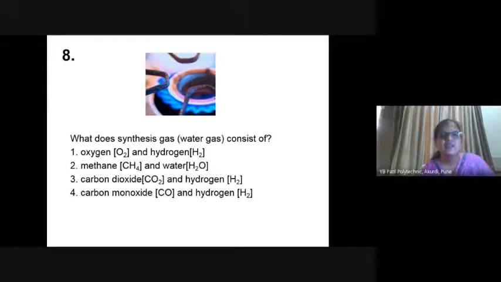Next question. What does synthesis gas, that is water gas, consist of? Oxygen and hydrogen, methane and water, carbon dioxide and hydrogen, carbon monoxide and hydrogen. This is the general quiz we have designed, students.